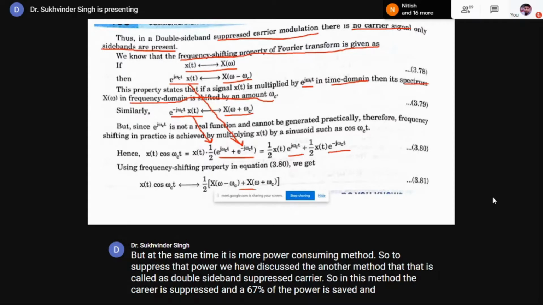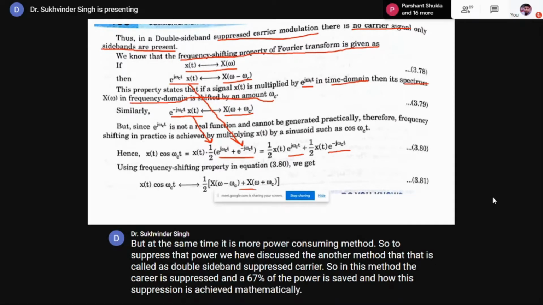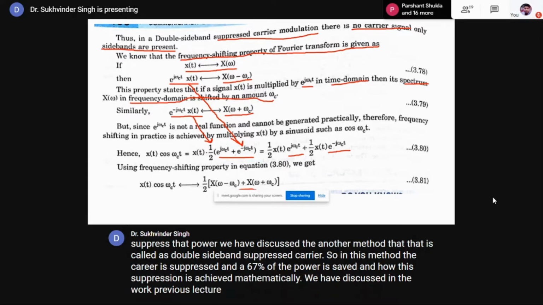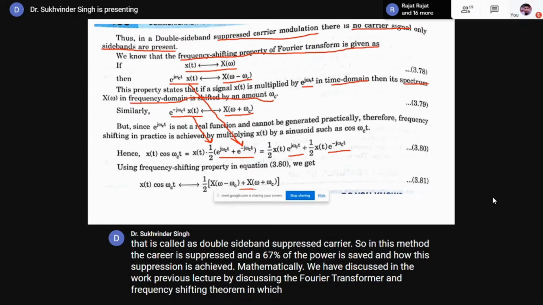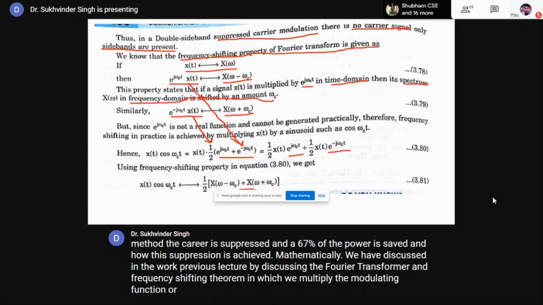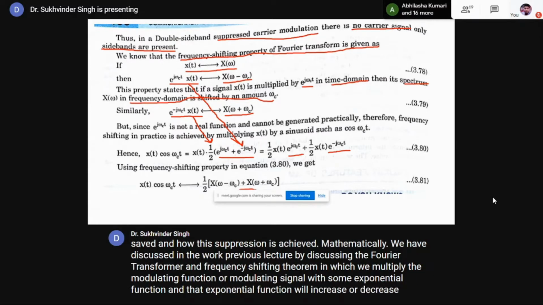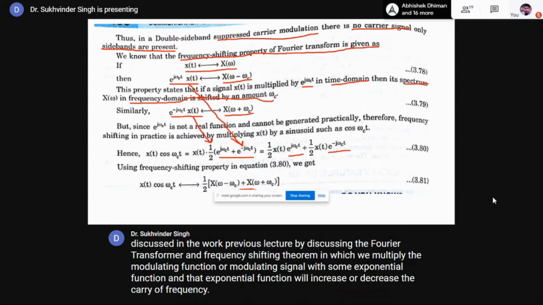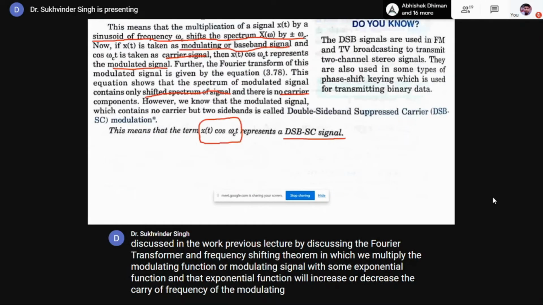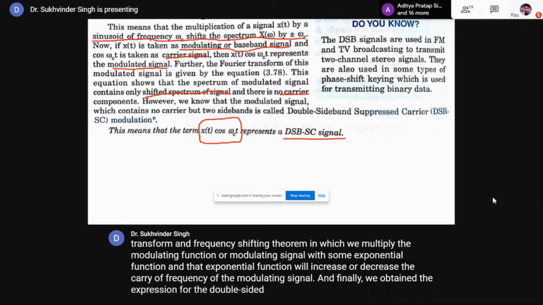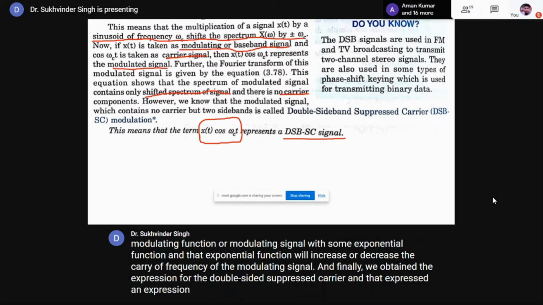And how this suppression is achieved mathematically, we have discussed in our previous lecture by discussing the Fourier transform and frequency shifting theorem, in which we multiply the modulating signal with some exponential function, and that exponential function will increase or decrease the carrier frequency of the modulating signal. And finally, we obtained the expression for the double sideband suppressed carrier, and that expression involves x(t) as the modulating signal and cos ωct as the other signal, but that is a suppressed carrier.